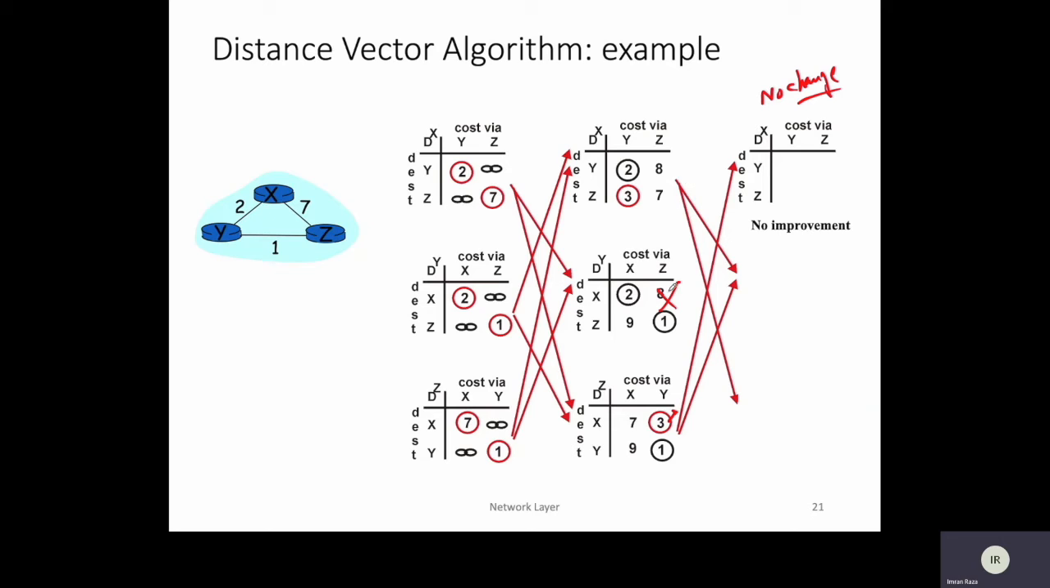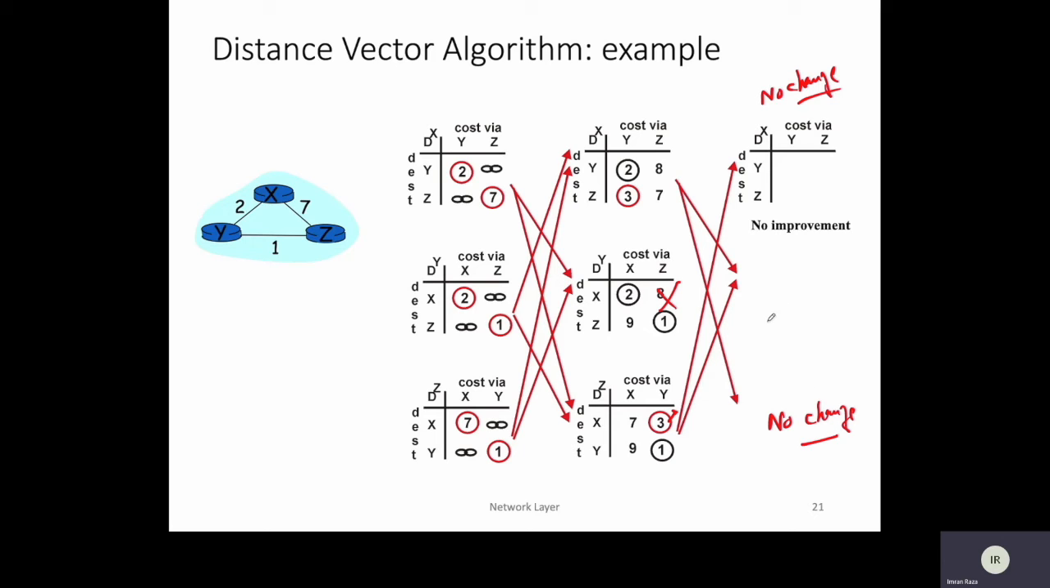Okay, so there will be no change here. And similarly, what message does X have to inform Z? What's the change here? X has to inform Z that the cost to reach from X to Z has changed from 7 to 3. So what do you think? Will we have any improvement here in the table of Z? No. So no change in the table of Z.